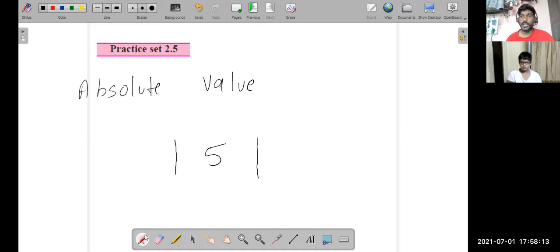Now, what is the meaning of absolute value? If there is a negative number inside these two lines and you take its absolute value, then negative becomes positive. If it is a positive number, then it will remain positive itself. Clear?